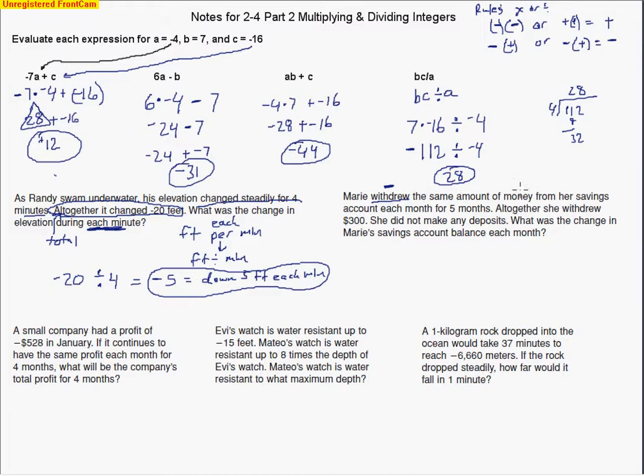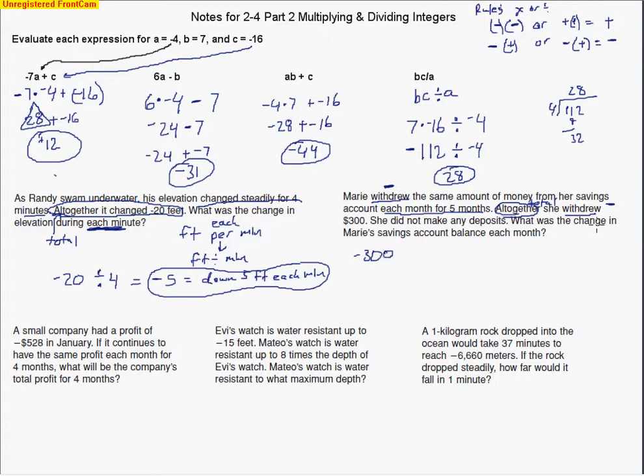Withdrew the same amount of money from her savings account each month for 5 months. So each month for 5 months. All together, okay, we have another total here. So this is going to be a total. Total, she withdrew $300. So withdrew, let's go ahead and write that number down. Withdrew means -300. And she did this, again, for 5 months. She withdrew the same amount of money, but altogether it was $300.